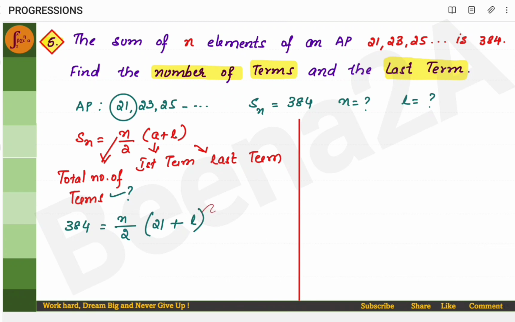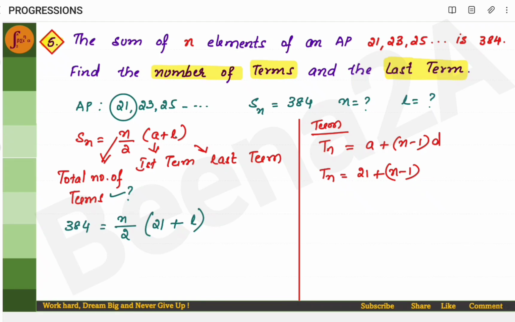We'll have to use the term formula. What is the term formula? The term formula is Tn is equal to a plus (n minus 1) into d. This is the term formula. So, let's substitute. Tn is equal to a, a is 21.